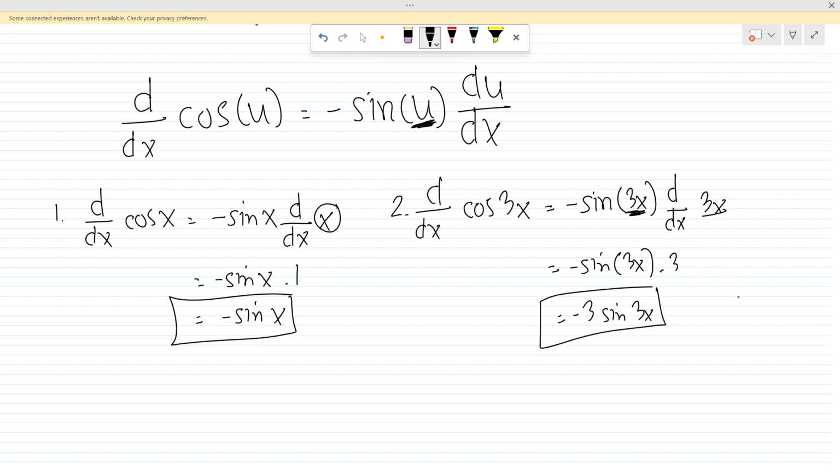Can you still follow? The same thing goes for this one. It is only the formula that changes. So take a screenshot before we proceed to our problem number 3. 3, 2, and 1.